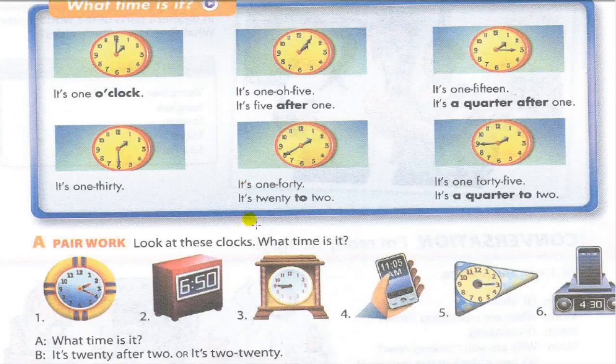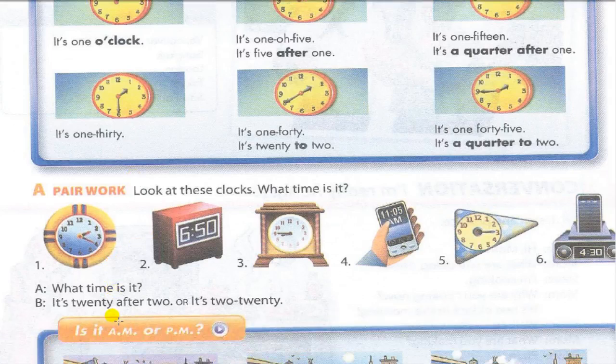What time is it? A. Pair work. Look at these clocks. What time is it? 1. What time is it? It's 20 after 2, or it's 2:20. It's 20 past 2. It's 20 after 2, or it's 20 past 2, or it's 2:20.